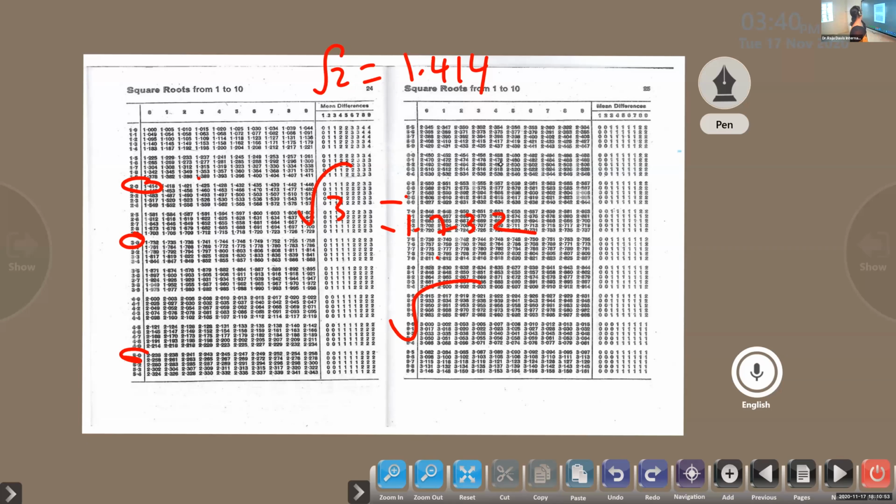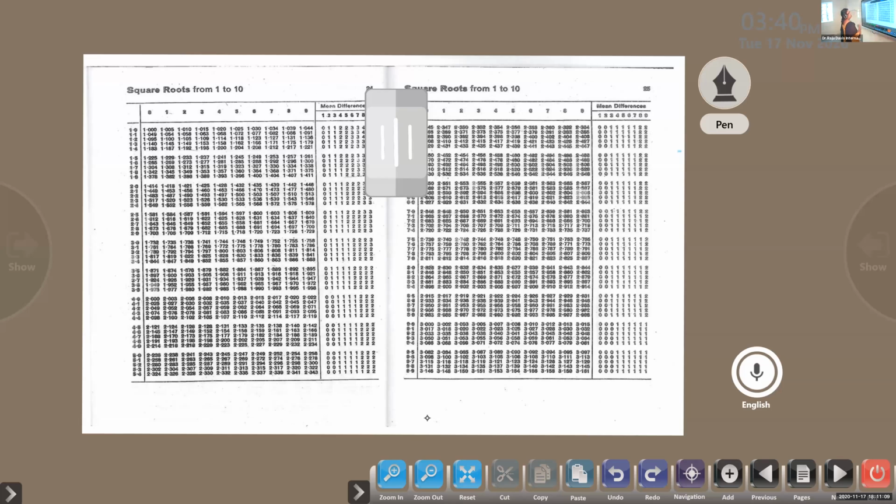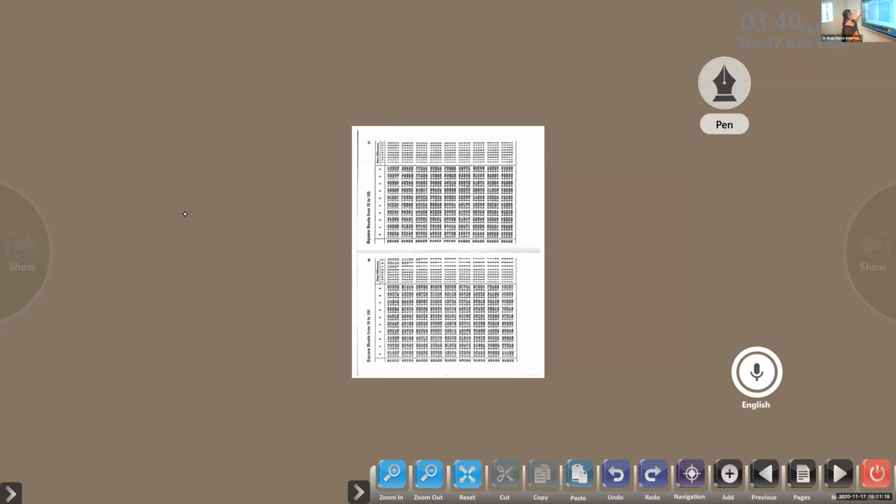Let me see the bigger numbers. Yes. Next sheet we have square root from 10 to 100. Okay. 10 to 100, 25. For 25, you will get 5. Square root of that you already know. 24, 4.899. 14, 3.742.